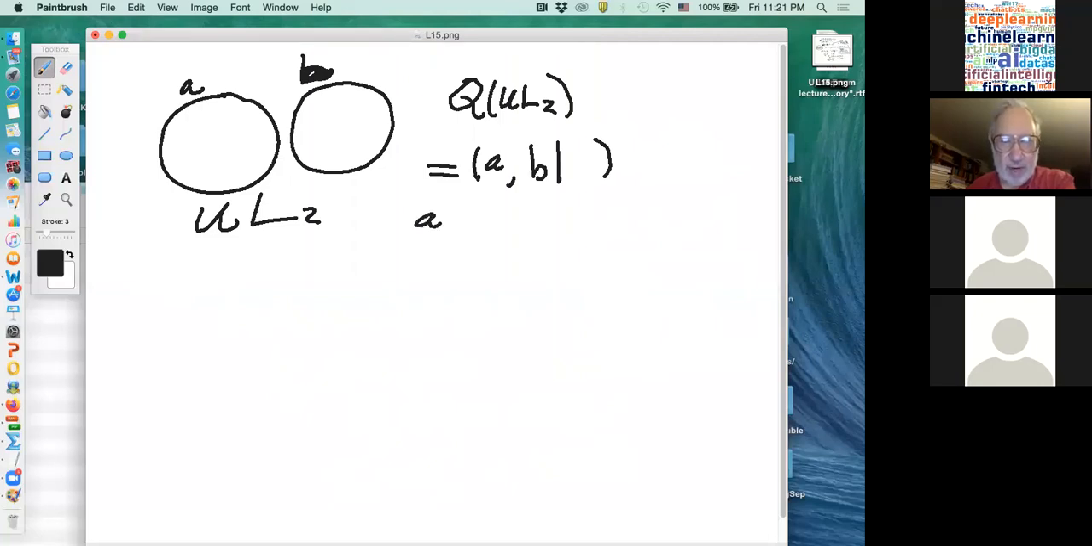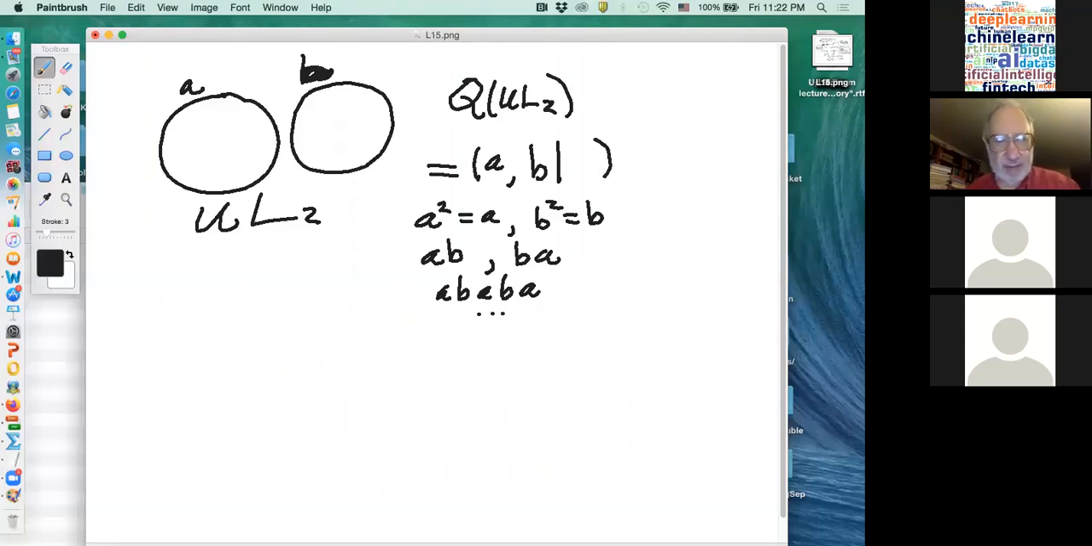That means that you know that A squared is A. You know that B squared is B. You know that you can write AB. You know that you can write BA. You know that you can write ABABA, and so on. And there are infinitely many things that you can write. Nobody said they commuted. And in fact, you ought to keep track of the order of your parentheses as well.